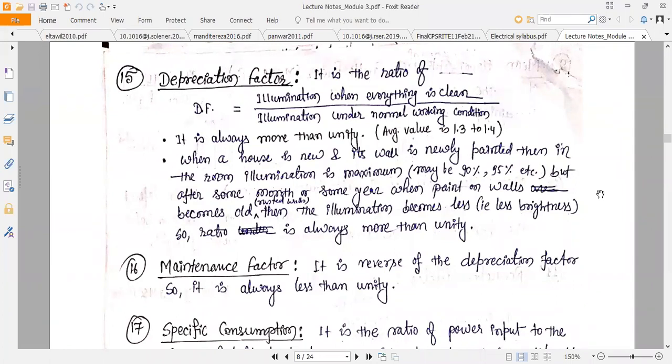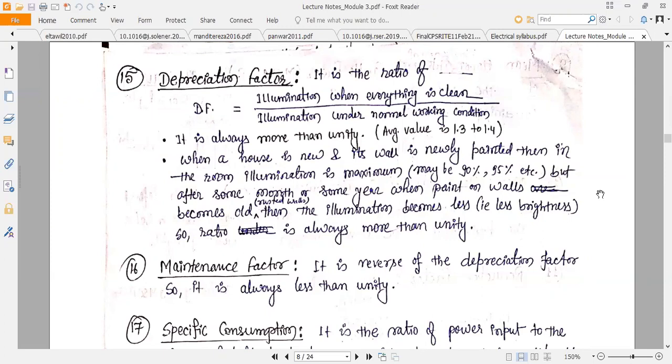That means it is the ratio of the illumination under two different conditions. You can understand in this way. Okay, under two different situations, what is the illumination of a particular light source? That is defined by the depreciation factor. Okay, ये दो different situation क्या क्या है? एक standard situation है, when everything is clear, it is the standard situation, and the second is the normal situation, normal working condition.